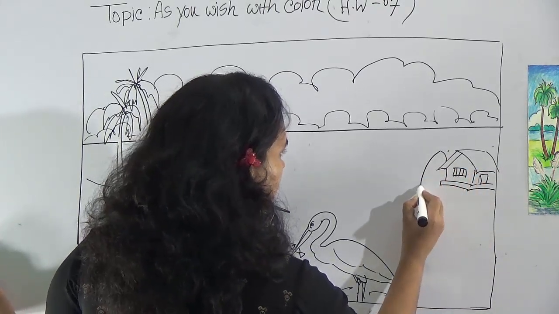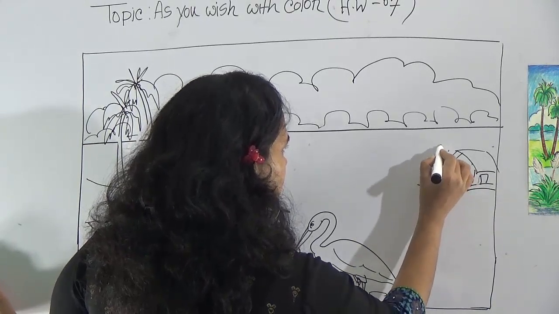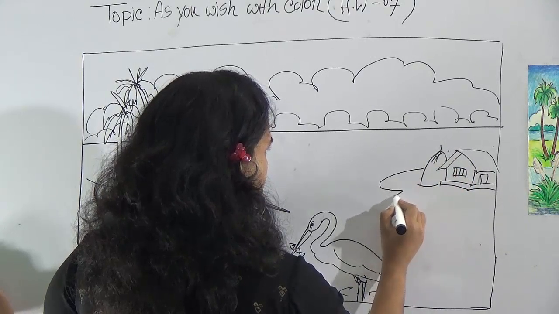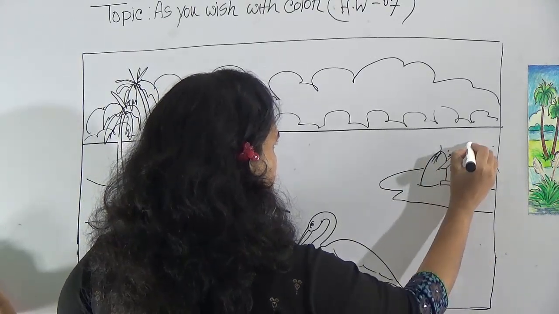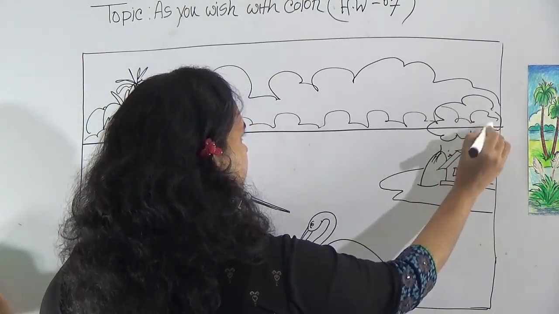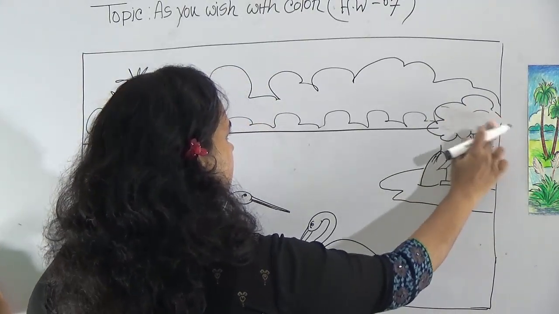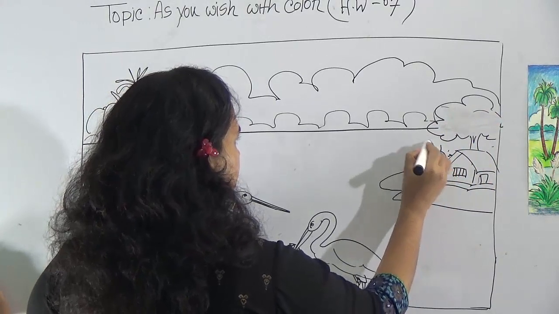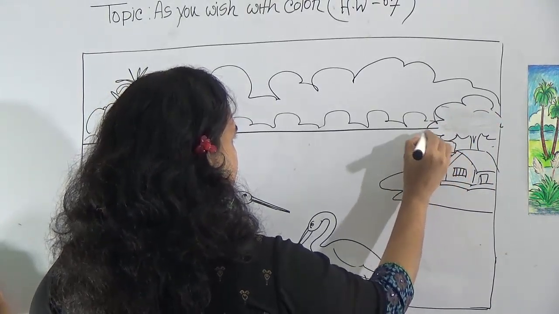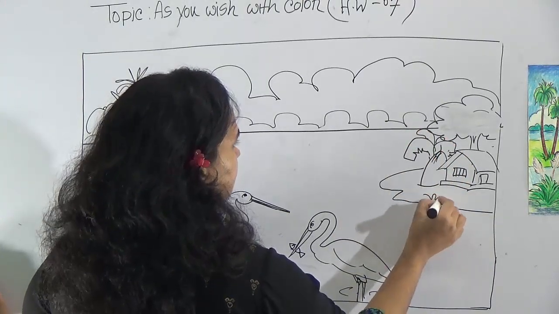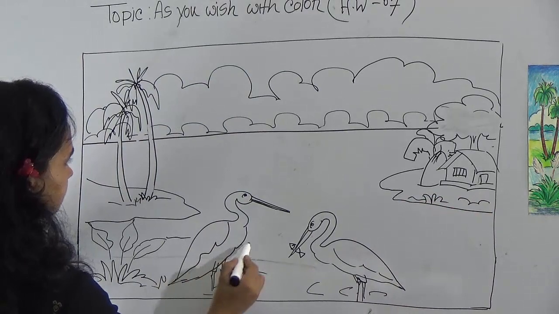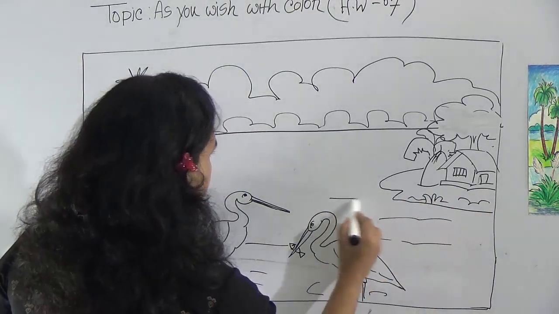And draw the haystacks. Give here a tree and erase those lines. Give here a banana tree. Give some grass and the water.